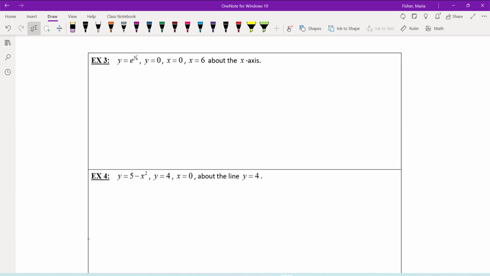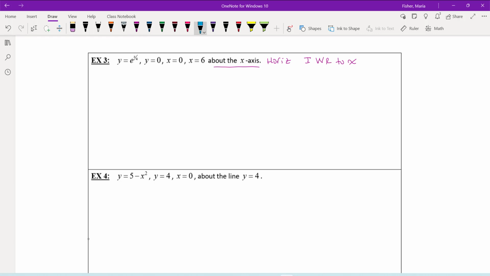Our next one is y equals e raised to the x over 4, y equals 0, x equals 0, x equals 6, about the x-axis. Again, it's the x-axis, and the x-axis is horizontal. Since it's horizontal, we know that we are going to integrate with respect to x.